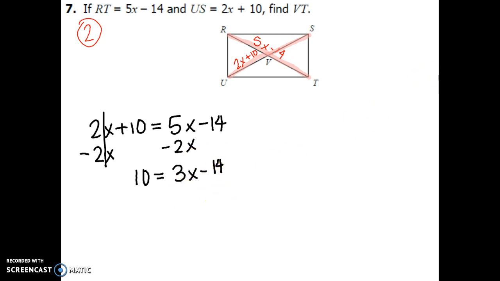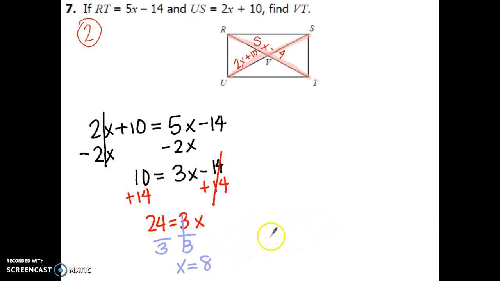Everything that we see is happening to x, I have to do the opposite in order to isolate it. So I'm going to add 14 to both sides. We do end up with 24 is equal to 3x. And when we divide both sides by 3, we get x being equal to 8.